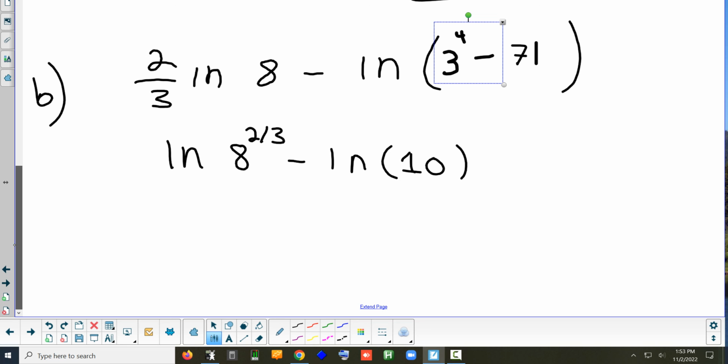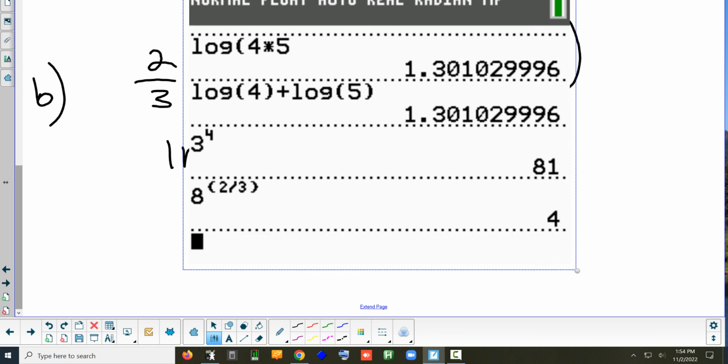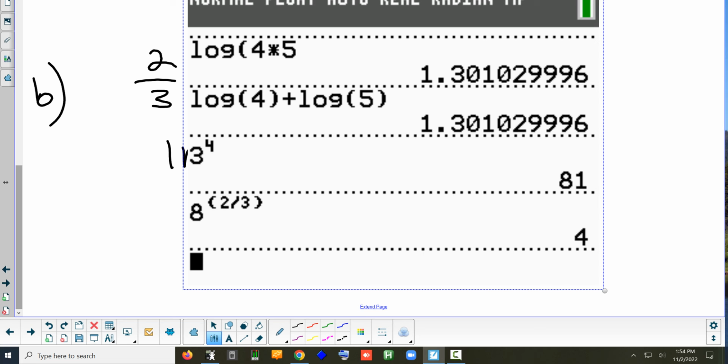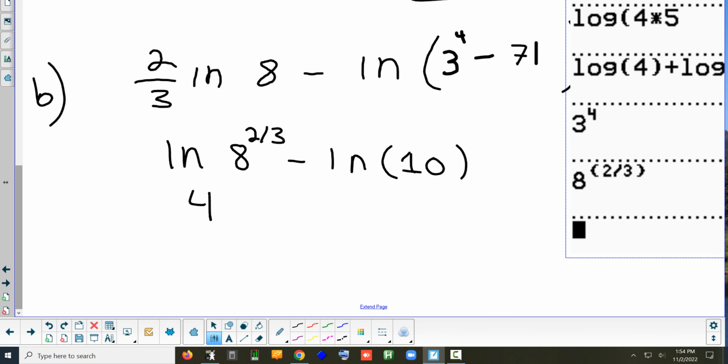All right. Let's plug this in on our calculator. Ln of, or 8 to the 2/3. Let's just see if that simplifies. 8 to the 2/3. I'll show you how I typed it in. I just did 8 and then I put the fraction 2/3 as the exponent. That's 4. So that comes out to 4. 4 minus ln 10. Oops, don't forget your ln, sorry. Ln 4 minus ln 10.